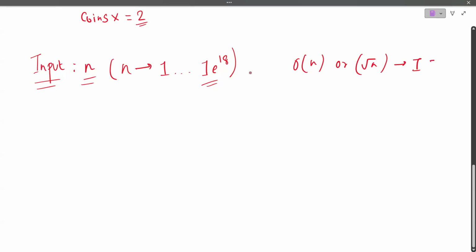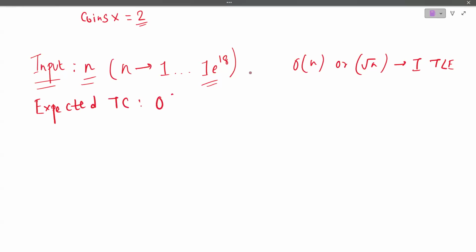So usually this would give TLE. So usually, the hint is that whenever you get such large constraints of n, the expected time complexity is log n. So for such large values of n, the expected time complexity is usually log n. So we need to actually think about a logarithmic solution.